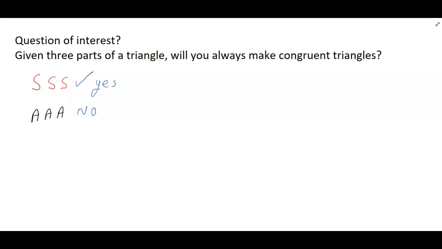So what else can you be given? I always want to give you three pieces of information. So you could be given two angles and a side. So what if I were to give you, and I'm going to write this down, angle, side, angle. Now in geometry there is also another one called angle, angle, side. I'm going to explain the difference between these two. So you're given two angles and a side.